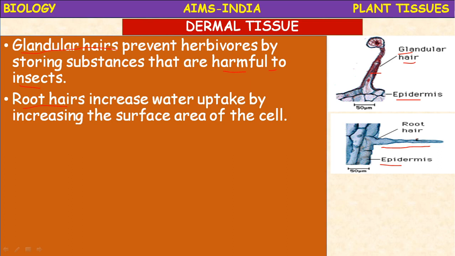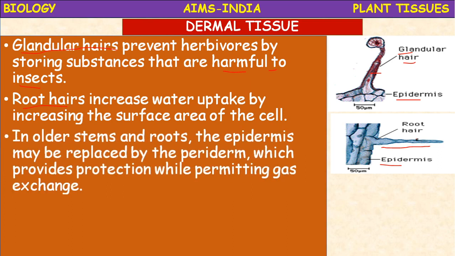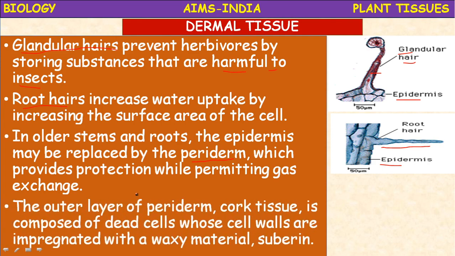To absorb water and minerals. Next, in older stems and roots, the epidermis may be replaced by a structure called periderm, which provides protection while permitting gaseous exchange. Okay, it provides protection and also helps in the gaseous exchange, like lenticels, the special structures. Generally through stomata transpiration takes place, but in older stems these lenticels are also present.